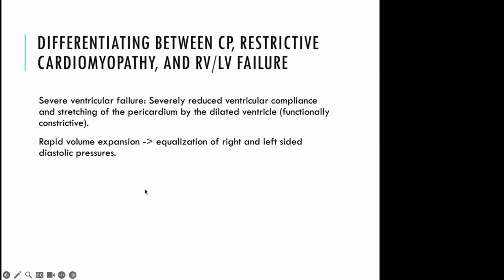With severe ventricular failure, we have severely reduced ventricular compliance and stretching of the pericardium by the dilated ventricle. And in that sense, it's functionally constrictive. Rapid volume expansion causes equalization of the right and left-sided diastolic pressures.